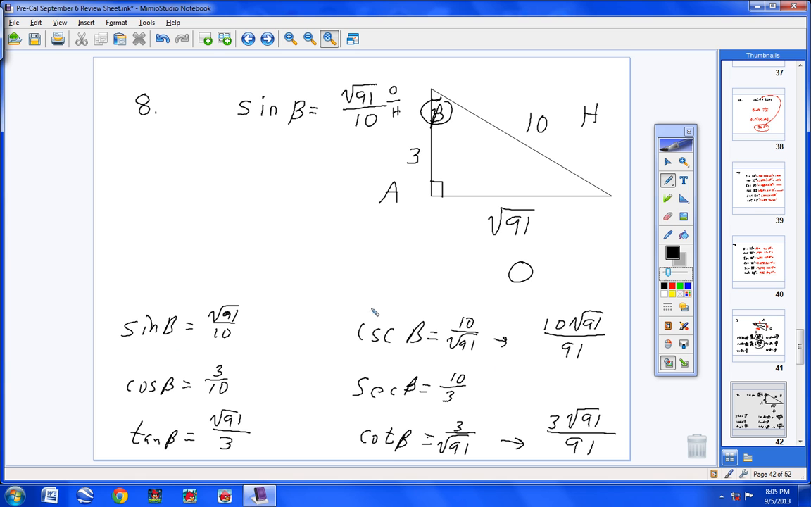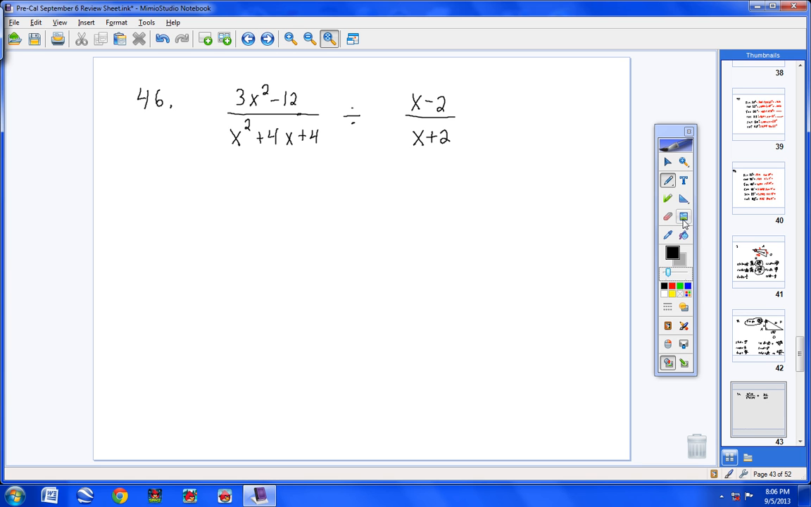We listed out all the trig functions, and all that we knew was this one little bit of information right here. And from that, we were able to draw a right triangle, label two sides, use Pythagorean's theorem to find the third side, and then find the rest of our trig values. All right, let's continue on now to number 46.